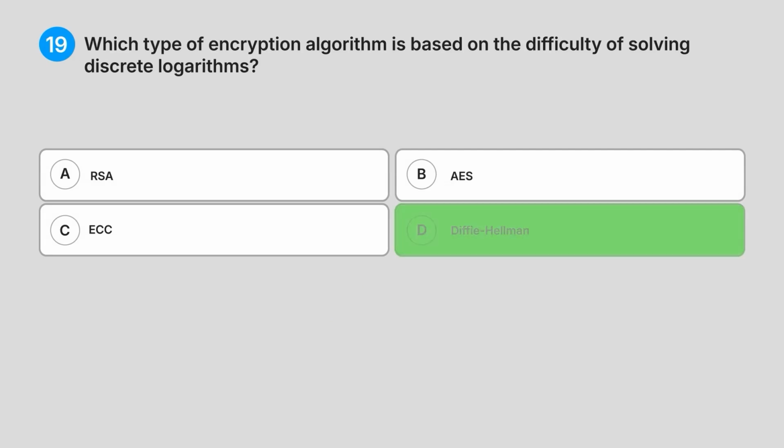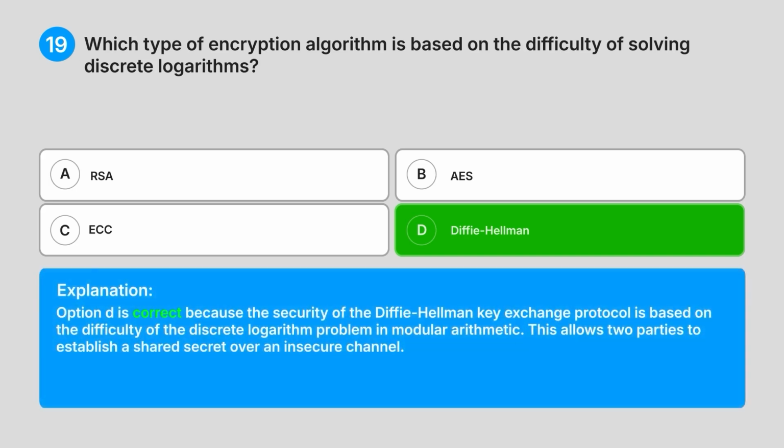Correct answer: D. Diffie-Hellman. Explanation: Option D is correct because the security of the Diffie-Hellman key exchange protocol is based on the difficulty of the discrete logarithm problem in modular arithmetic. This allows two parties to establish a shared secret over an insecure channel.